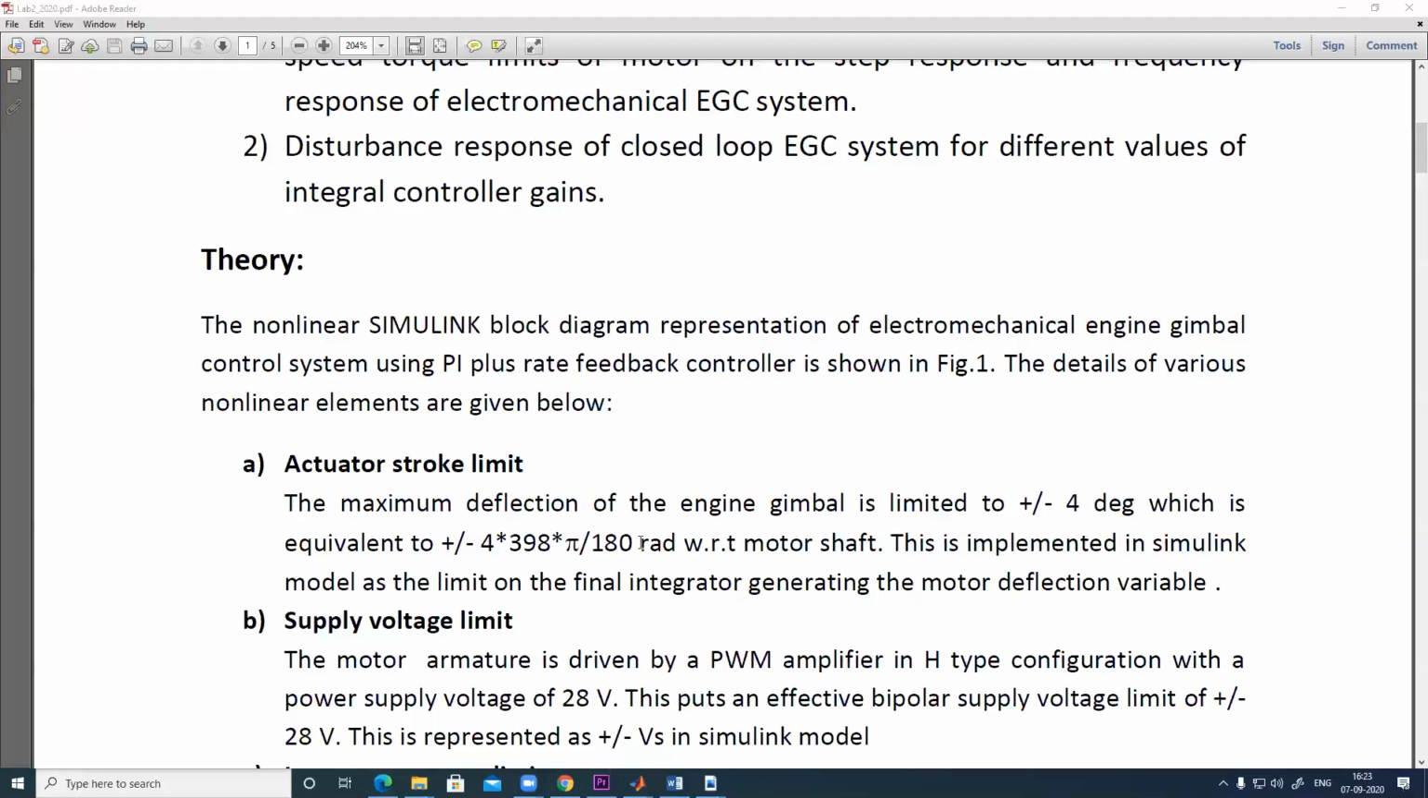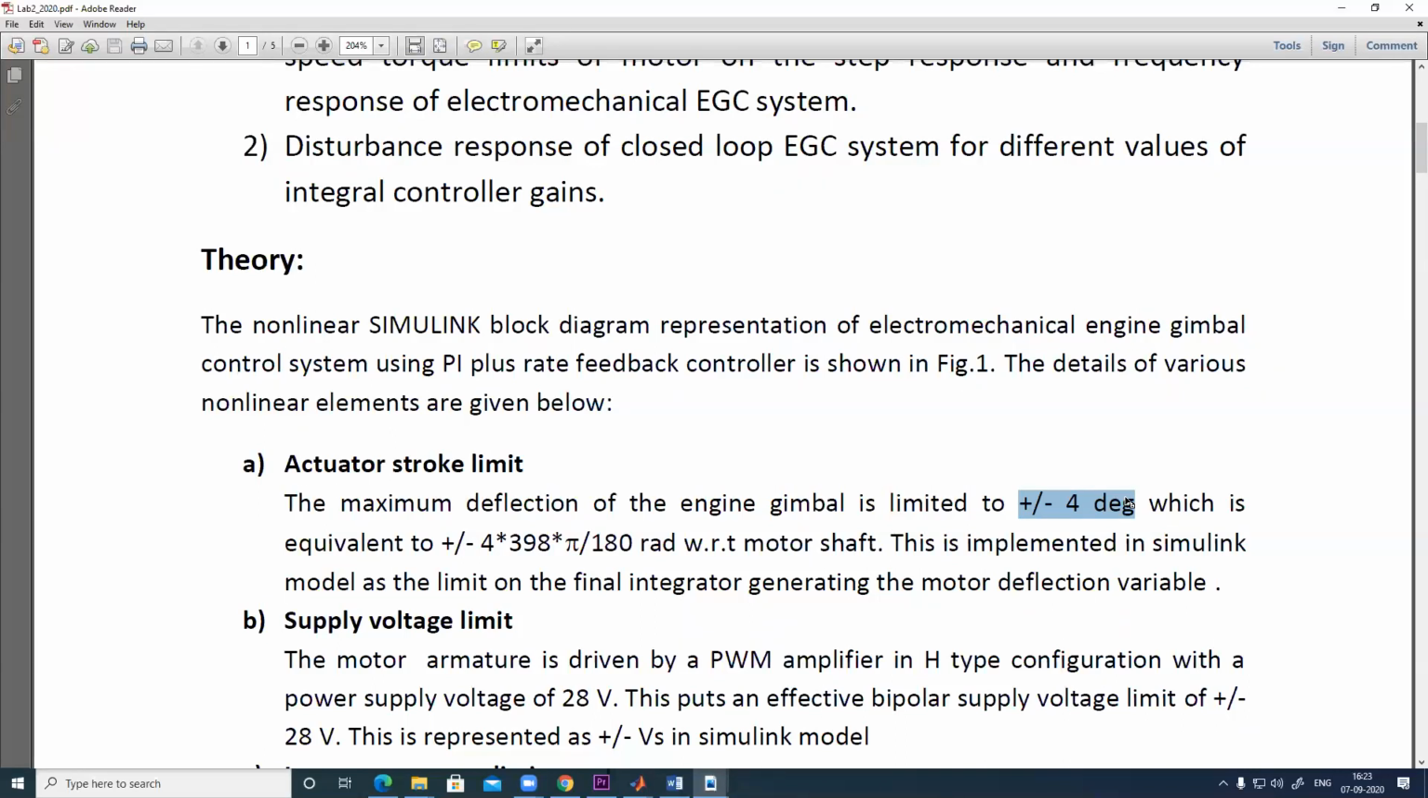So first one is actuator stroke limit. The maximum deflection of the engine gimbal is limited to plus or minus 4 degrees. So you have to apply maximum deflection of plus 4 degree or minus 4 degree to the motor shaft that is in the load side. So load side it is plus or minus 4 degrees.